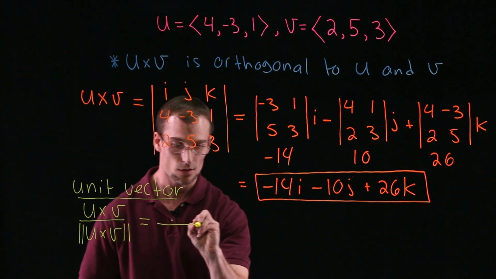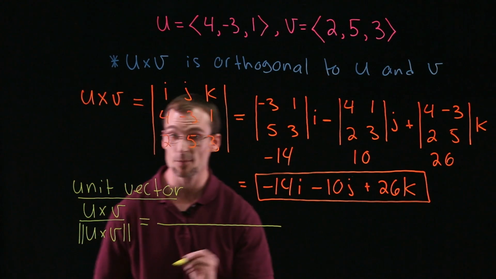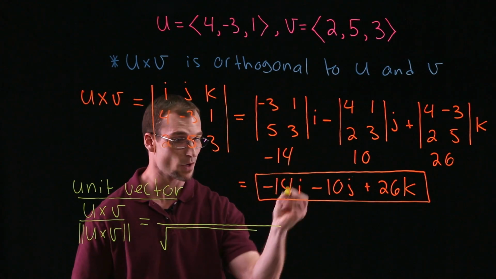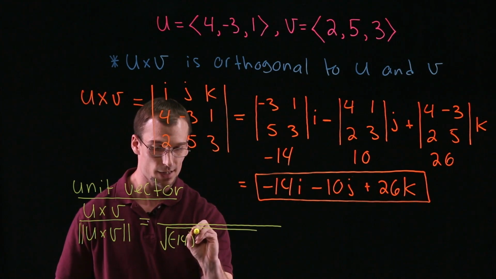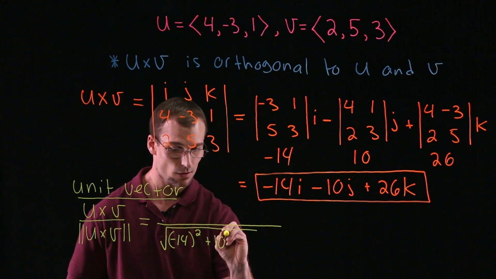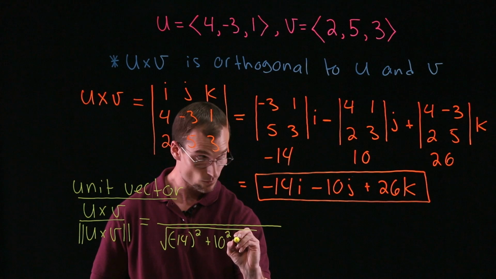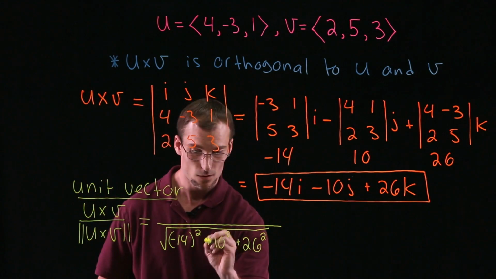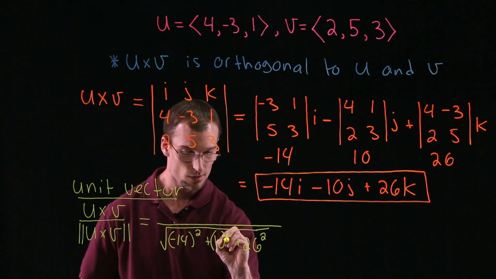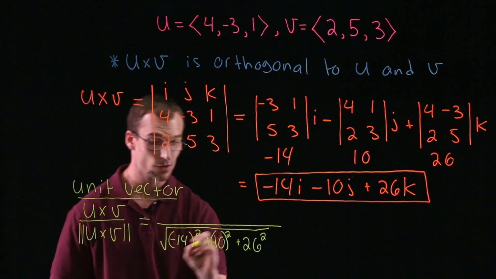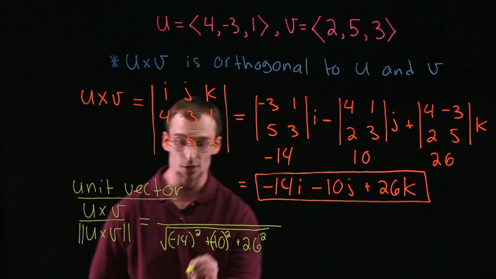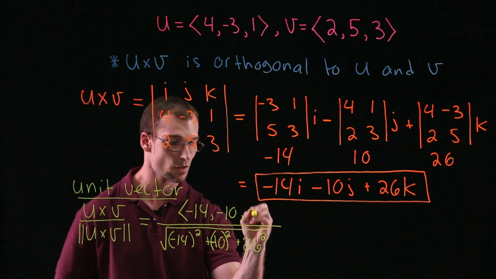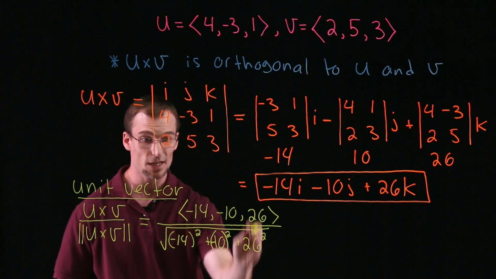Okay. So here, let's start with the bottom, the magnitude. So the magnitude is just the square root of the sum of squares of the components. So it's the square root of -14 squared plus 10 squared plus 26 squared. Slight change: the middle component should be thought of as -10 squared. And then the vector u cross v on top, we'll write that in component form, -14, -10, and 26. Okay, so we just have a little bit of simplification to do.